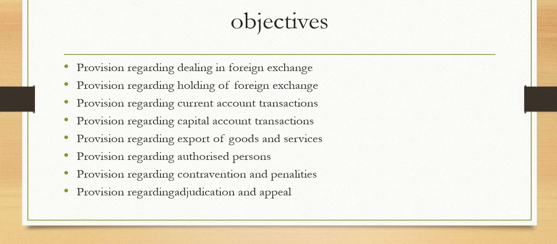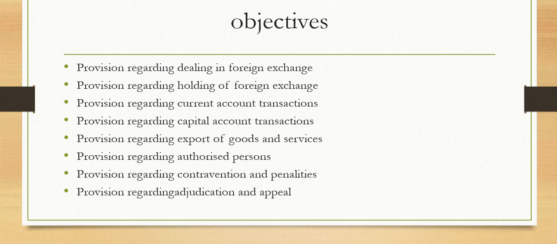Next, provision regarding current account transactions. According to section 5 of FEMA, there is no restriction regarding sale or dealing in foreign exchange with an authorized person if it is a current account transaction. Next, provision regarding capital account transactions. Under section 6, RBI will fix the limit of foreign exchange transactions relating to the capital account in consultation with the Indian government. Any person may sell or draw foreign exchange to or from an authorized person for a capital account transaction.